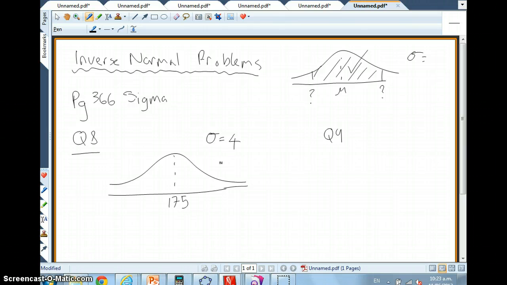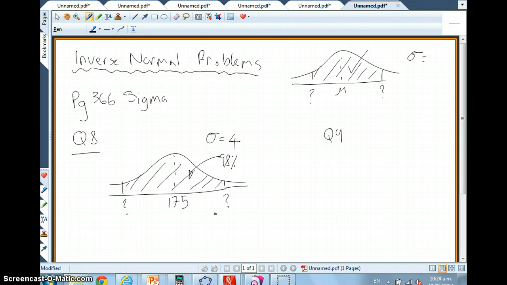So passengers have a mean height of 175 with a standard deviation of 4. We want to find that 98% area, and we want to find that limit, and that one. The two values.